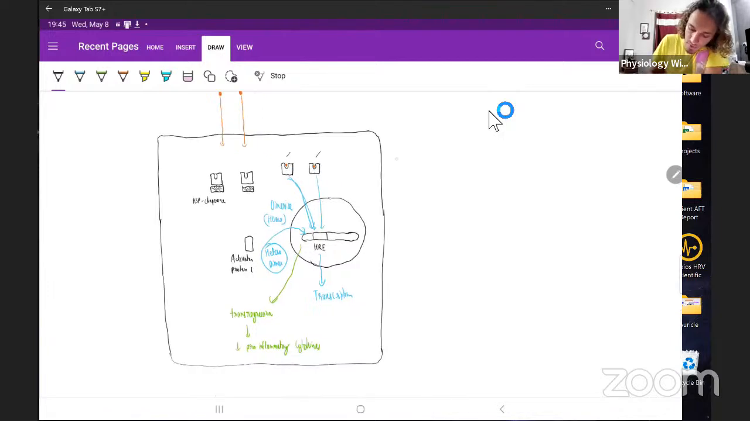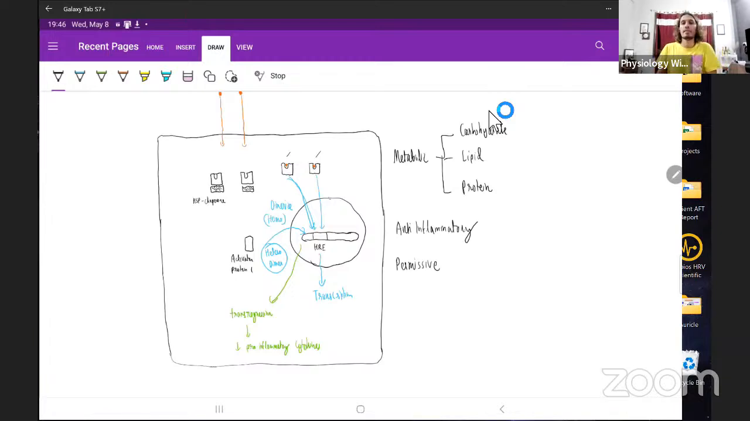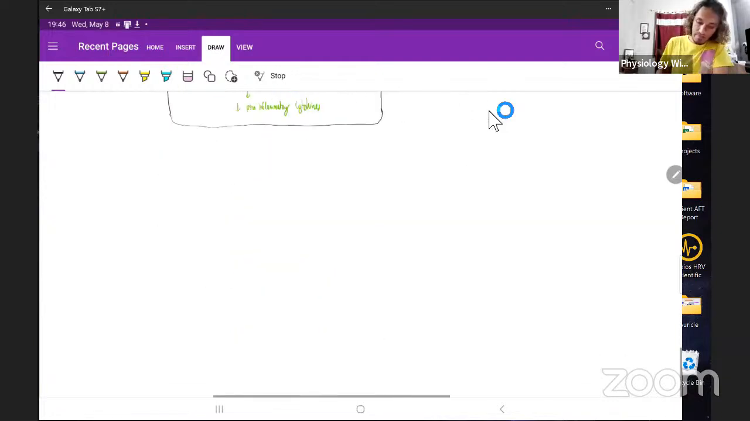Under functions, we'll be talking about one, the metabolic function: what it does to carbohydrate, what it does to your lipid, what it does to your protein. Then we'll talk about your anti-inflammatory function. On top of that, there are certain other functions like permissive activity. So let's come to that.